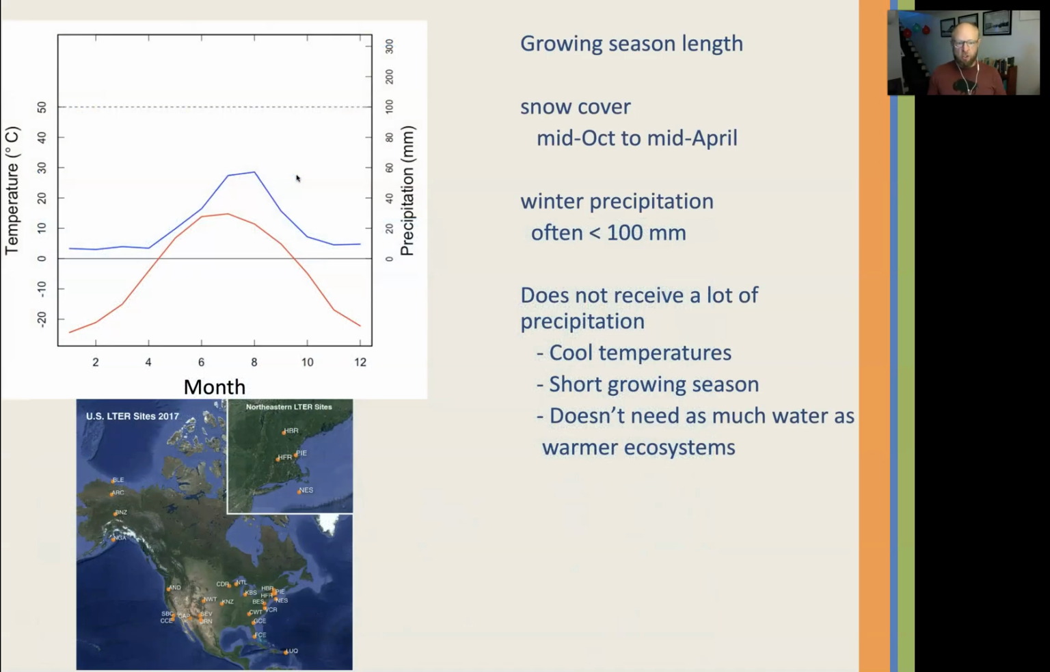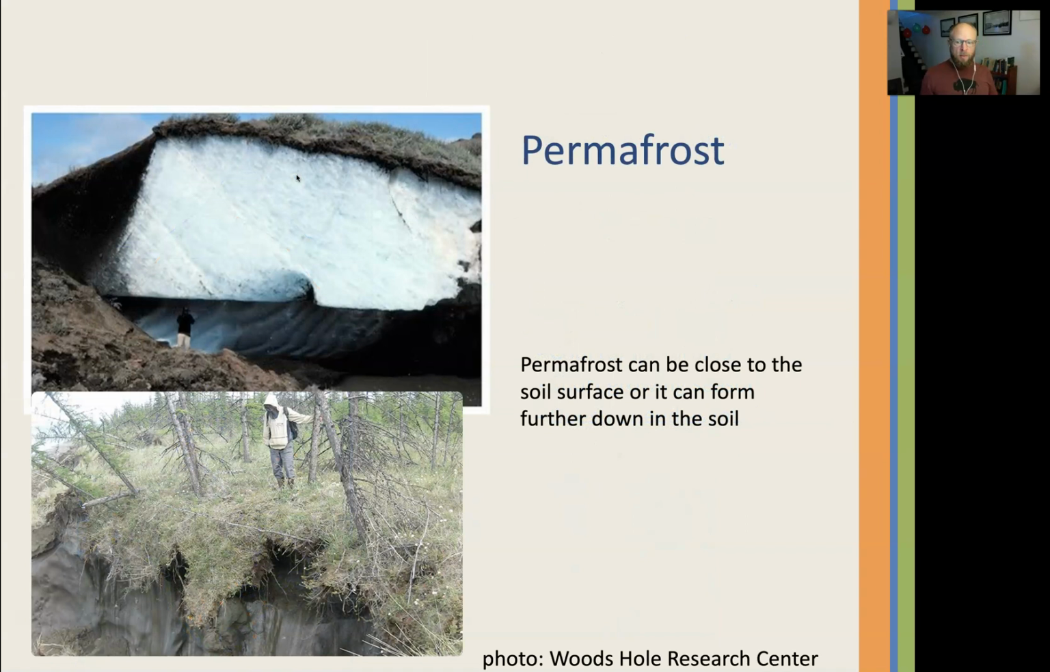So those are the two main things. Another aspect that we'll talk about a decent amount with the boreal forest is the permafrost layer that occurs in this area. So here's just a few pictures of what the permafrost is. It's just a layer of ice underneath the soil surface.